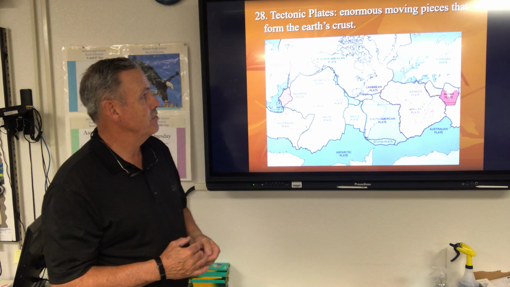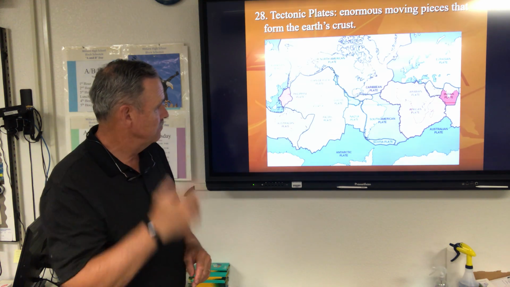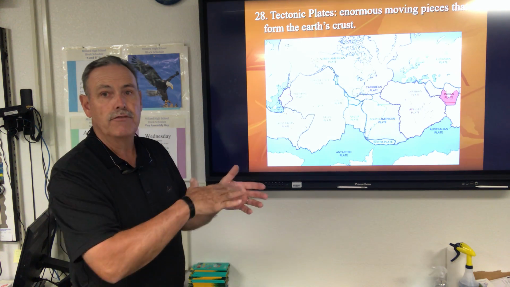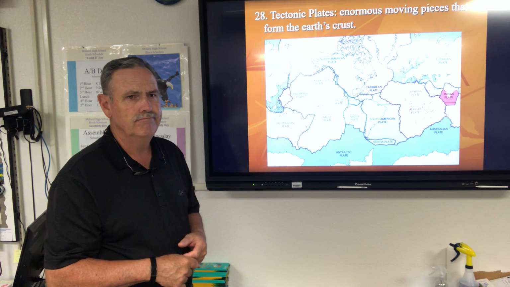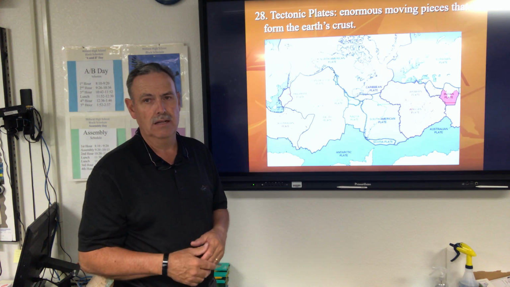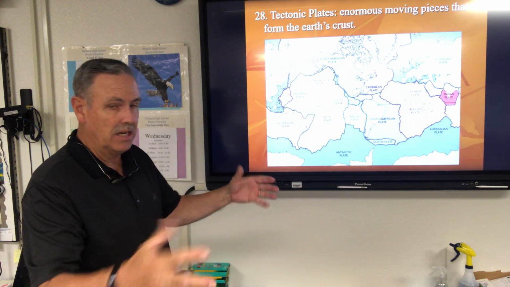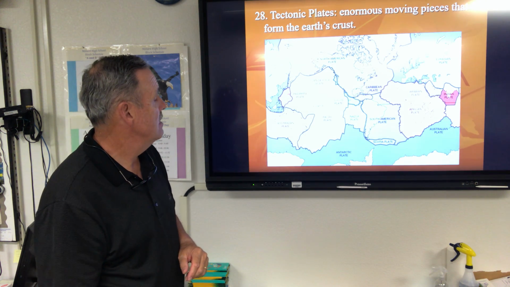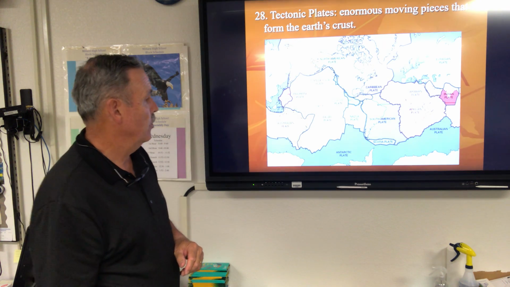Tectonic plates are enormous moving pieces that form the Earth's crust. They're called plates because they are very large and flat. I think the Earth's crust averages, don't remember where I heard this, somewhere between 5 and 30 miles in thickness. So that's, again, very big, but flat is why they're called plates. So tectonic plates, plate tectonics is another way to say that.